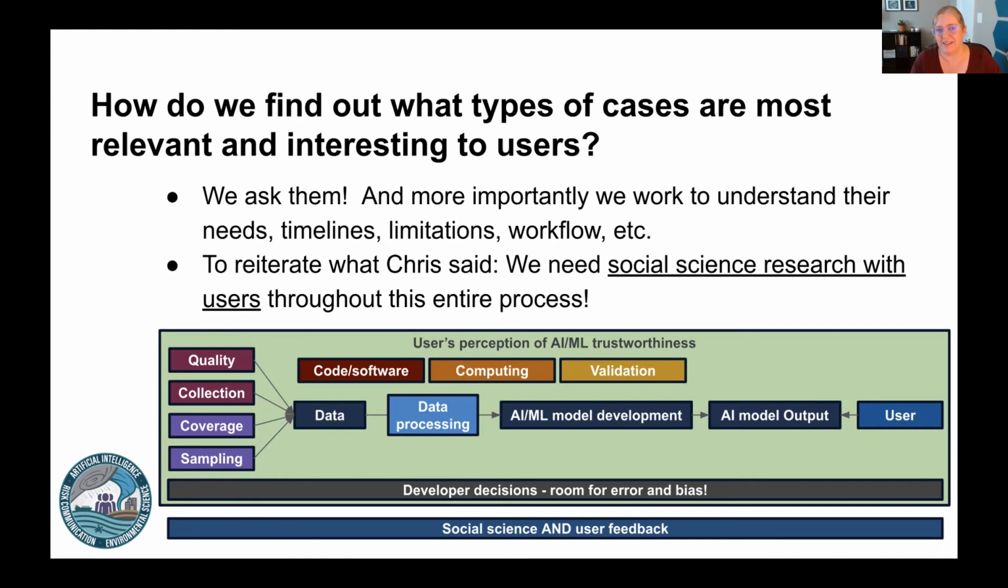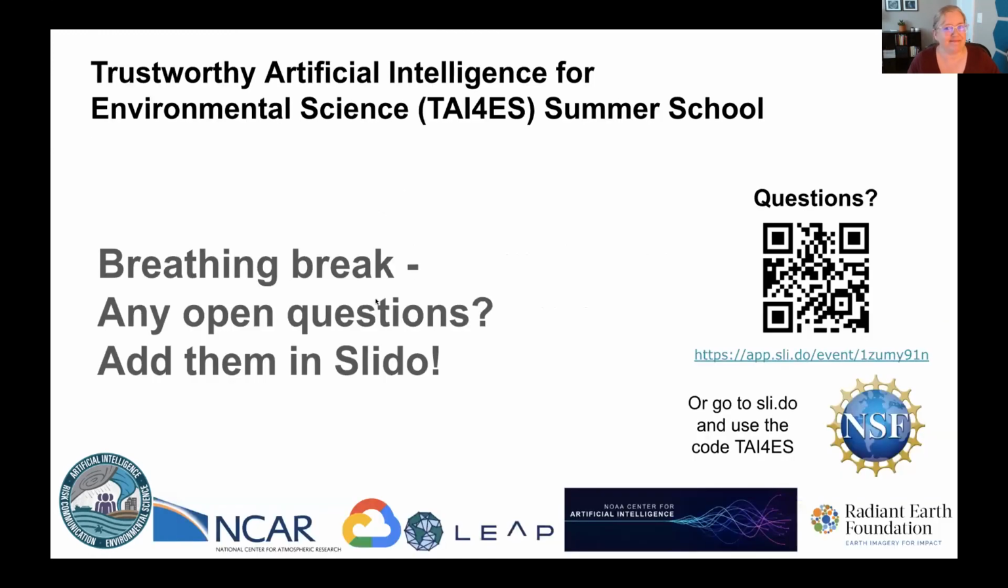So we need to understand their needs, timelines, limitations, and workflow, and we need to ask them what they find most interesting. This is where we need social science research with users throughout the entire process in order to pick the cases that are relevant to the forecasters as opposed to just interesting to us, the model developers. So next slide, and I think that's it.